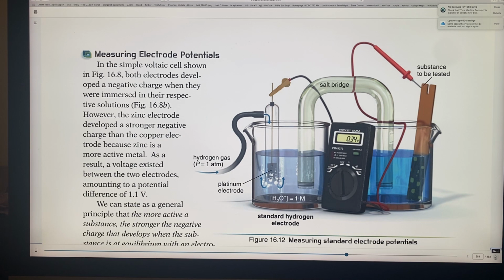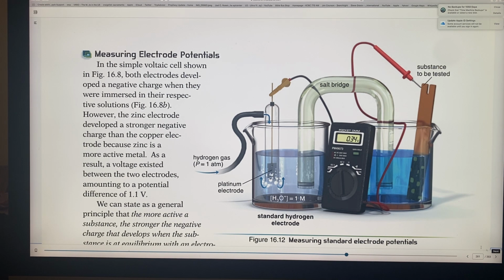Measuring electrode potentials now. It says in the simple voltaic cell, both electrodes developed a negative charge when you immerse them in their solutions. So they're both negative. However, the zinc electrode developed a stronger negative charge than the copper electrode because zinc is a more active metal. As a result, a voltage existed between those two electrodes, amounting to a potential difference of 1.1 volt. Their difference is 1.1 volt.